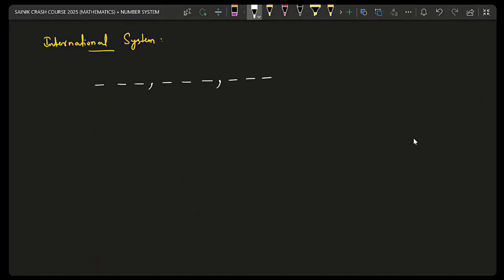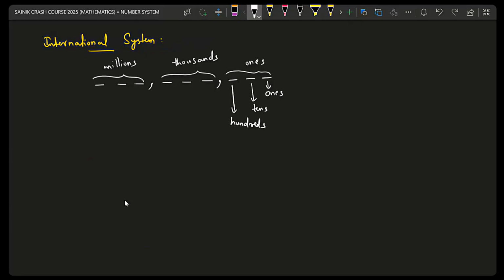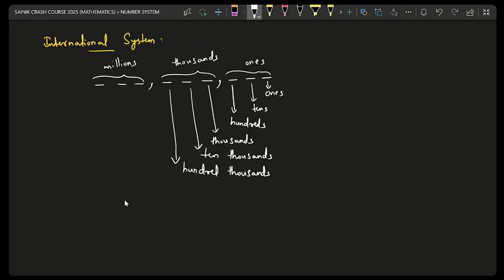The names of the periods: this period is called ones period, this period is called thousands period, and this period is called millions period, starting from right to left. In the ones period, we have the same places as the Indian system: ones place, tens place, and hundreds place. In the thousands period, we have the places thousands, 10,000s, 100,000s. And in the millions period, we have millions, 10 millions, and 100 millions.